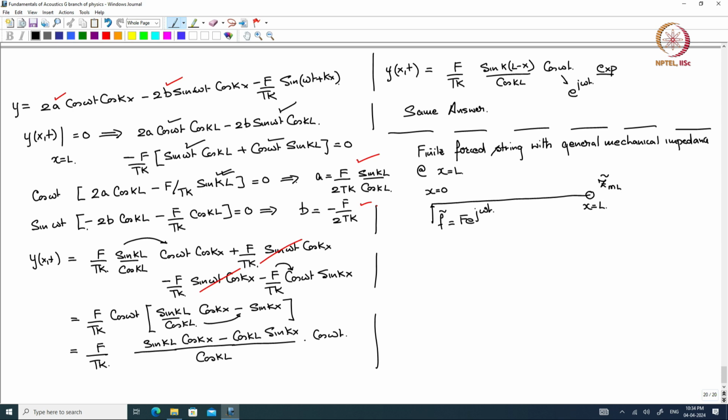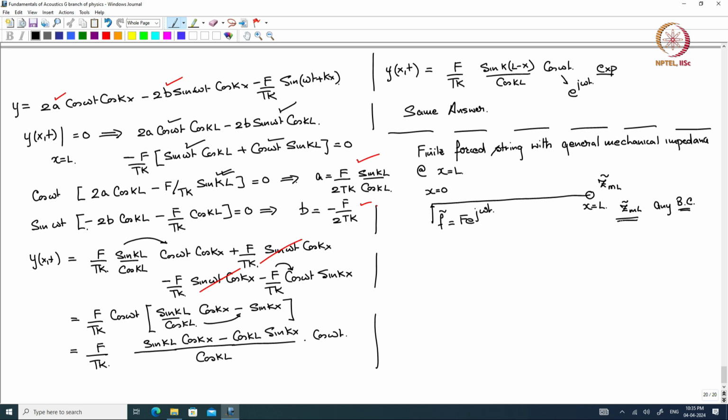So the objective is multifold. One is that if we derive it for a general impedance Z tilde ML, then we have the solution for any boundary condition. We do not have to derive it again and again, okay. If you want to fix this, we will make ZML infinite. If you want to make it free, we make ZML 0. If you want to put a mass, we will make it j M omega, etc. We can do that if you find the solution for a general impedance.